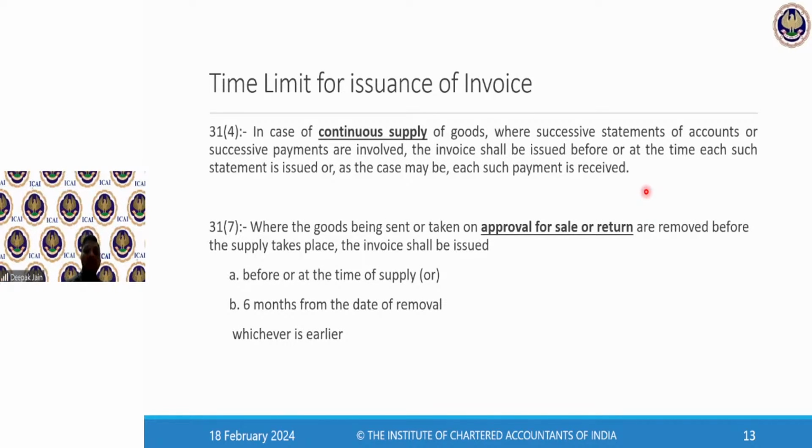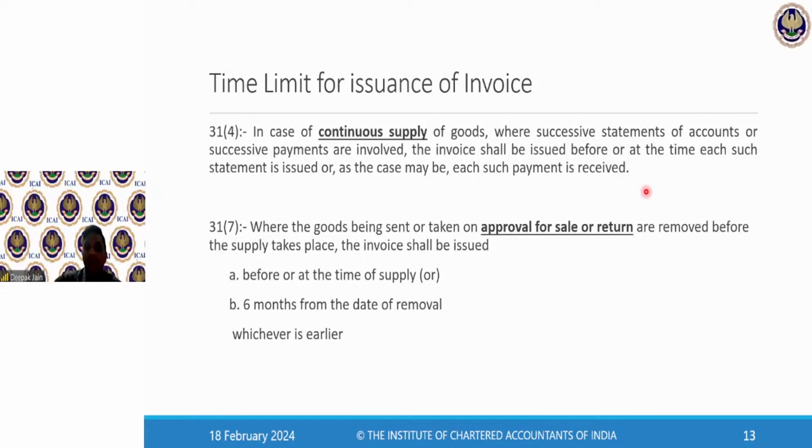Once such payment is received, before that you have to raise an invoice. So continuous supply means, say, a pipeline. Through the pipeline, you are supplying fuel. Now, Indian Oil has a tank. It supplies petrol through the pipeline to an airline company. The airline company refills it as and when it requires.